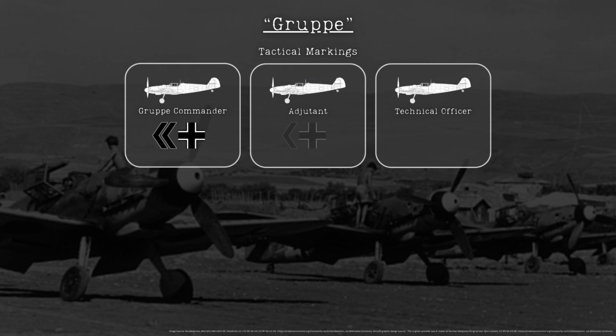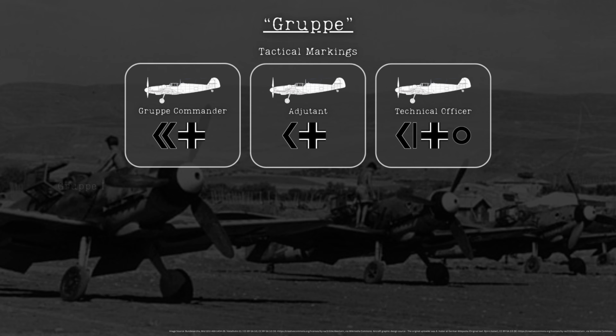His adjutant would have a single chevron, and the group's technical officer would have a single chevron, a vertical bar, and an open circle after the national insignia. Important to note, markings on all wing-level and Gruppe-level aircraft belonging to officers in the leadership roles would be painted in black with a white border or white with a black border, depending on the camouflage scheme.